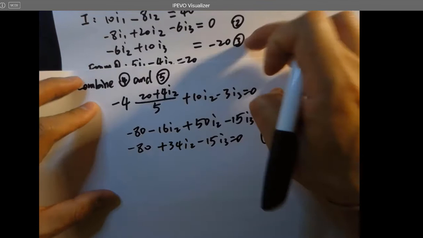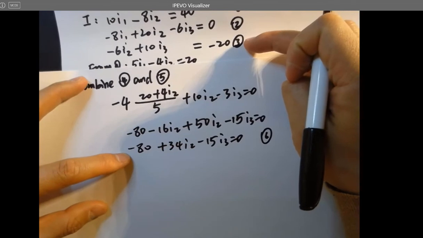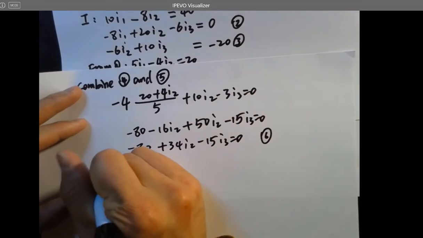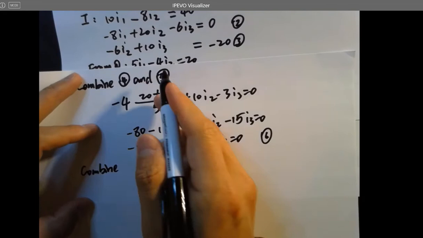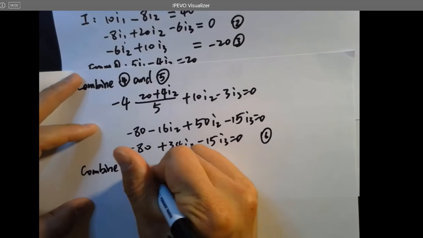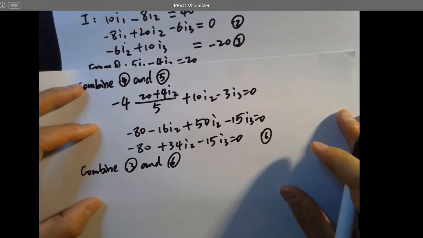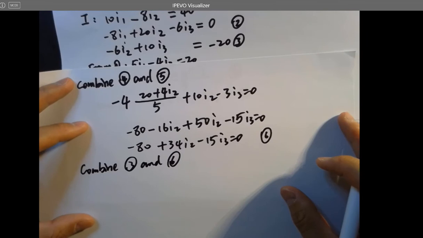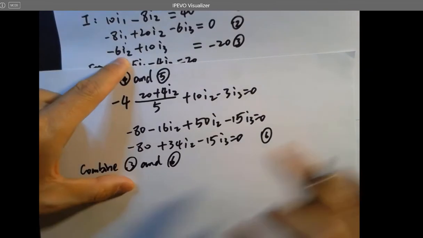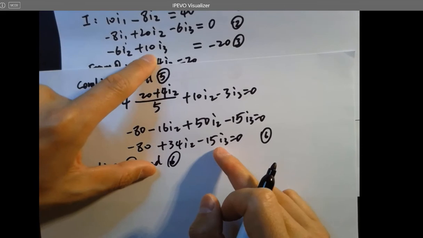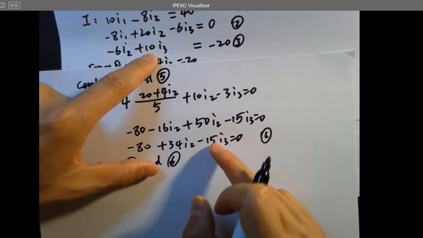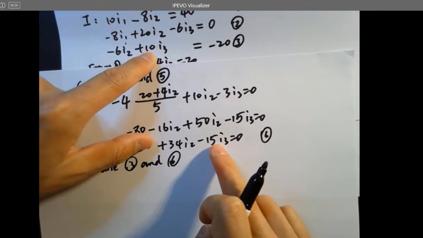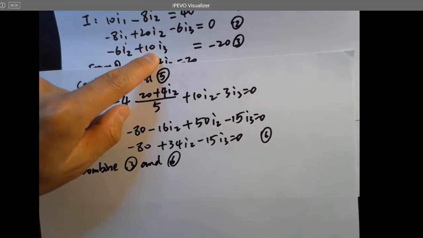And by looking at number 3, we can definitely calculate I2 and I3 over here. So combine 3 and 6. So which one should we cancel? If you look at here, it's I2 and I3. So it seems like if we turn the coefficient for I3 to 30, we are able to cancel I3 over here, hopefully. So let's do that.